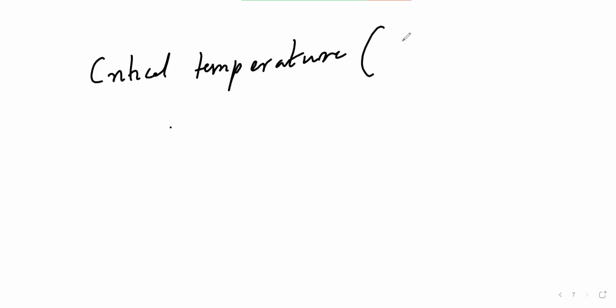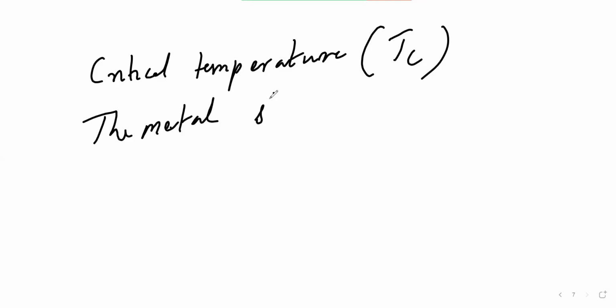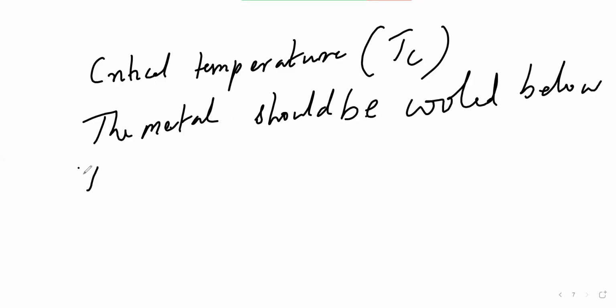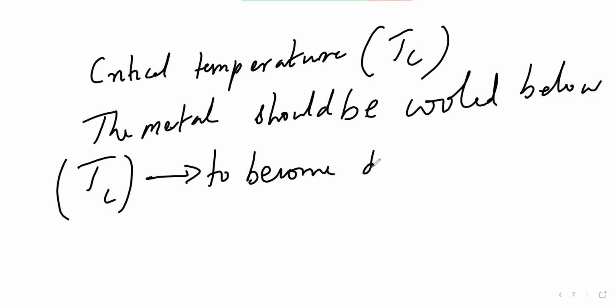Correct. So I have mentioned critical temperature, right? That is my TC. So the metal should be cooled below my critical temperature, below my TC, to become diamagnetic. So this key point you write first. Diamagnetic. This effect is called Meissner effect.